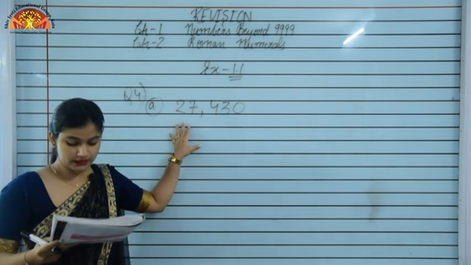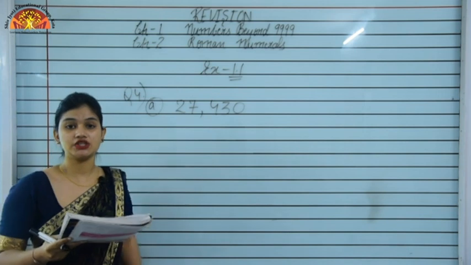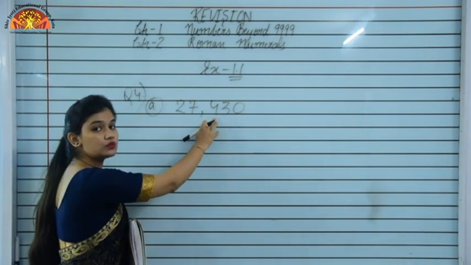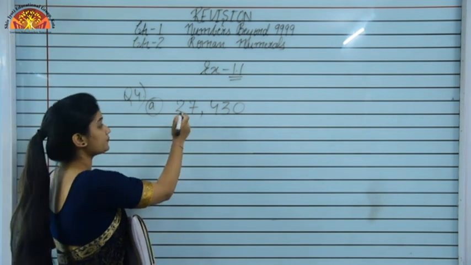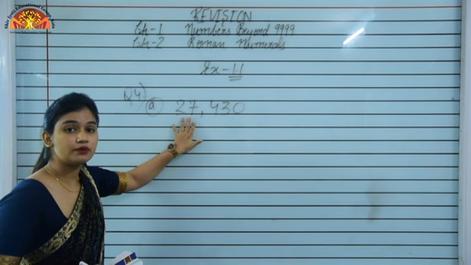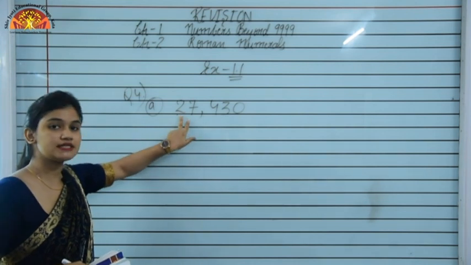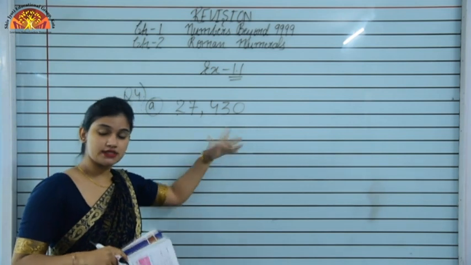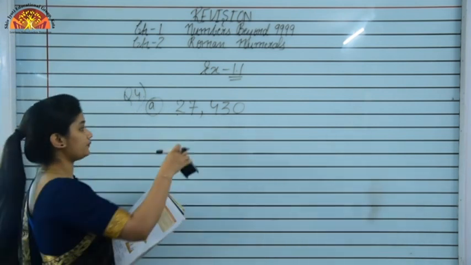Now we have to write the number names in the international number system, and as we know, ones, then tens, then hundreds, then thousands, then 10,000s. So how will we read this number? We will read this number like 27,430. Understood, students? We are taking the next example.